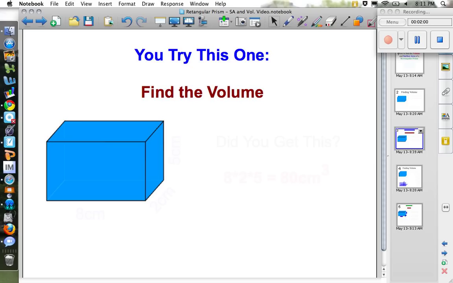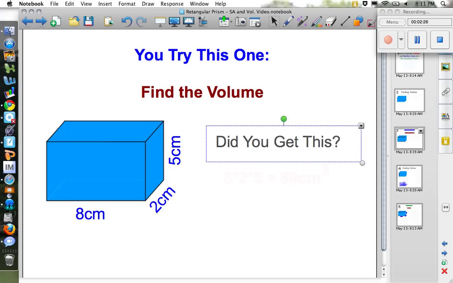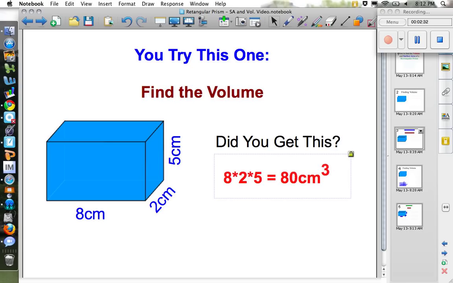Now that we know how to do the volume, I would like you to try the volume of this one. Let me click on this, and you take a little time to find the volume. I will not give you much time to do this. I don't think finding volume is very difficult. The length is 8 centimeters, the width is 2 centimeters, and the height is 5 centimeters. Find the volume. Your time is just about up. Tick tock. Did you get this answer? 8 times 2 is 16, 16 times 5 is 80. 80 cubic centimeters. Did y'all get that?